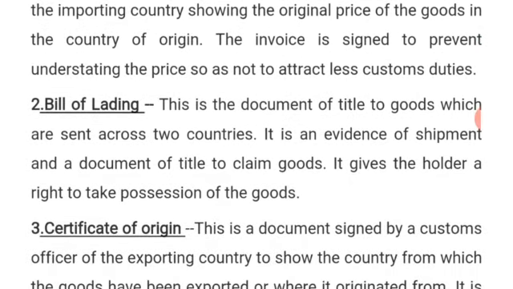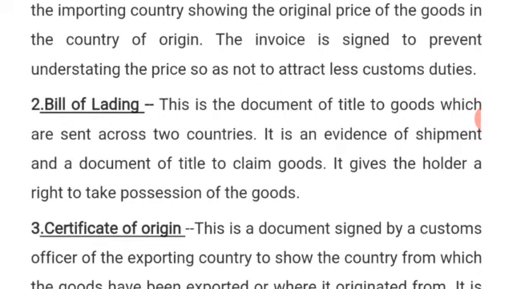Now another one is the bill of lading. This is the document of title to goods which are sent across two countries. So it is an evidence of shipment and a document of title to claim goods. It gives the holder a right to take possession of the goods.